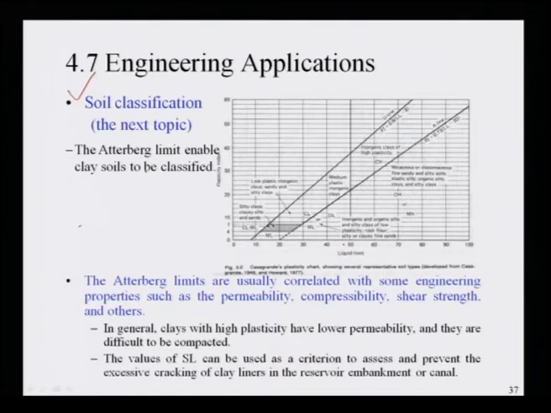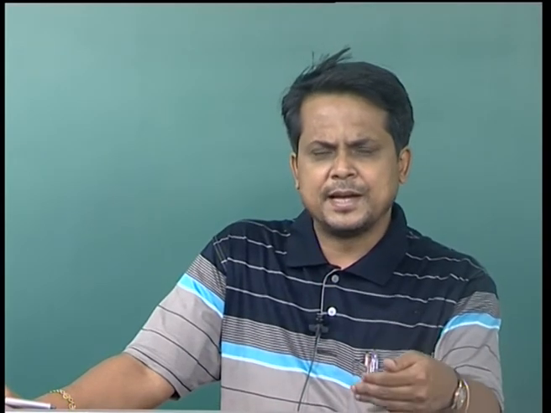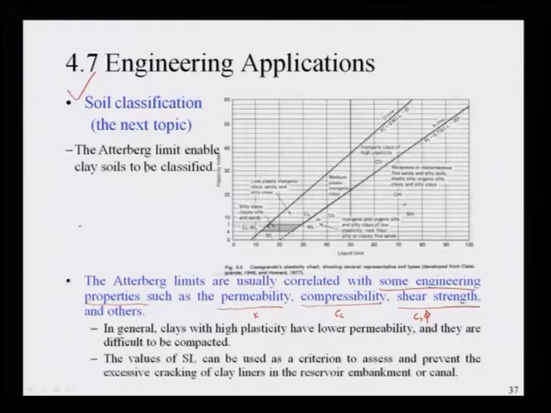What is the next step? The Atterberg limits are usually correlated with some engineering properties, such as permeability, which is termed as small k. Compressibility, which is nothing but your consolidation, that means Cc. Then shear strength, where the shear strength parameters are your c and phi and others. That means directly or indirectly, the Atterberg limits are indicative of engineering properties. It gives an indication of properties, like what is its permeability.